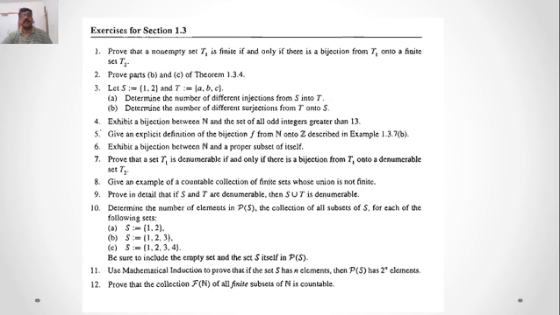Now there are some problems given here in the exercise part of Bartle. You can try. Thank you.